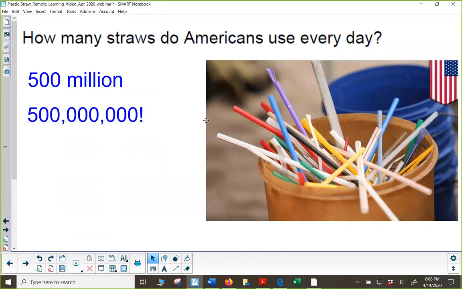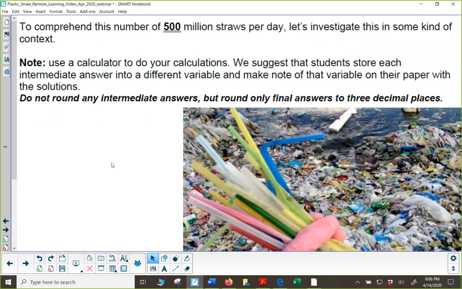Now, not all of them are plastic. I'll grant you that. But for this activity, we're going to say they're plastic. You'll see why in a little bit. But that, to me, was astounding, okay? I can't comprehend 500 million. I have a hard time comprehending a million, okay? So what I wanted to do is let's investigate this in some kind of context. And that's really what these activities do.